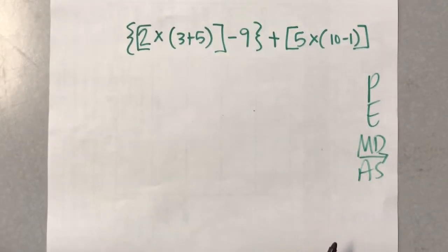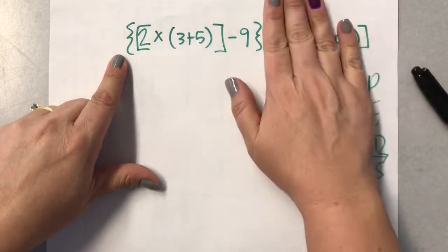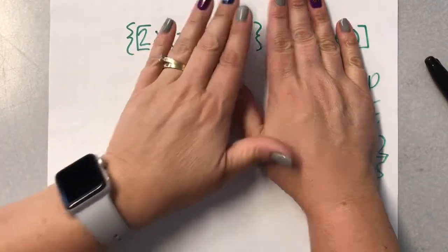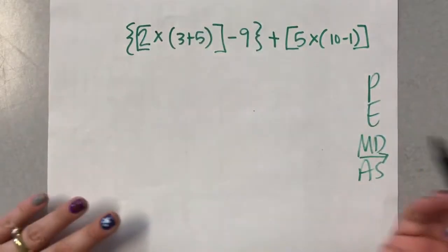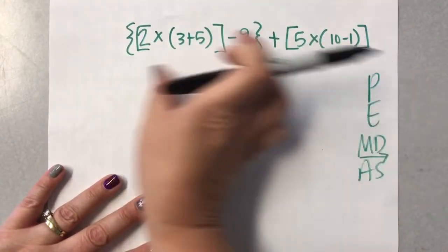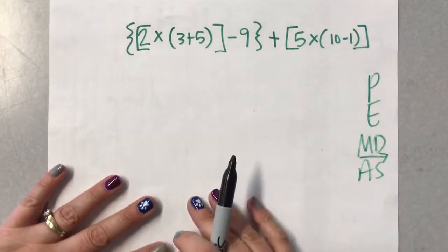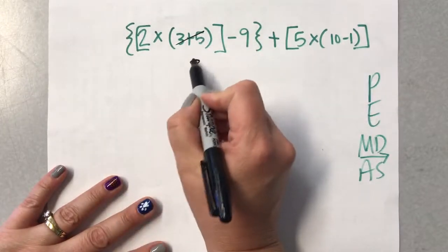Okay, one more problem with this. Again, we always start with the innermost part, the innermost grouping symbol. I look at this and I see we've got grouping symbols here and then separate grouping symbols over here. Sometimes I say it's okay if there are 2 separate groupings, you could do 2 steps at one time. So I'm going to go to the innermost right here. 3 plus 5 is 8.